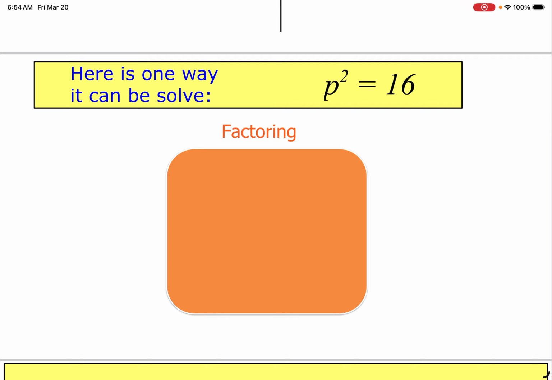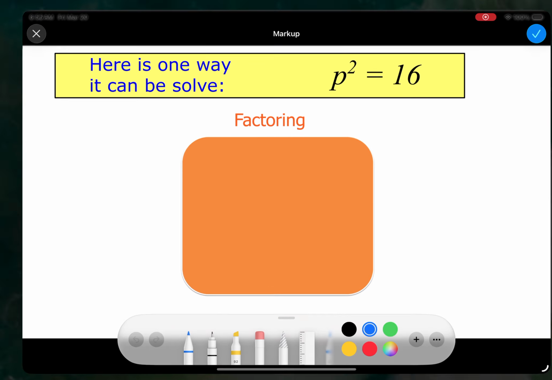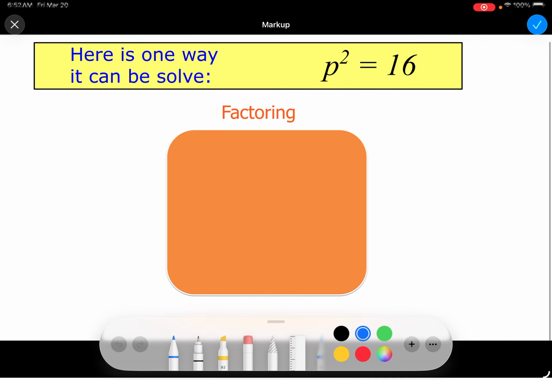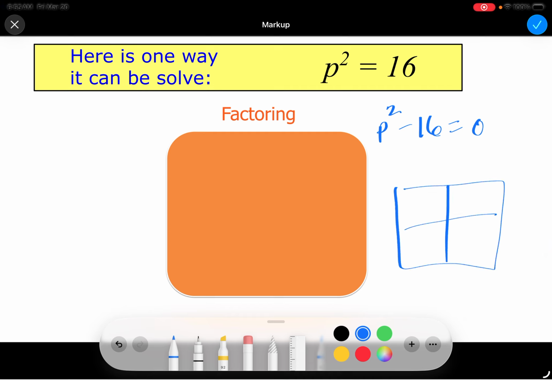So we're going to talk about one way that this equation, p squared equals 16, can be solved. So typically, previously, we would have moved the 16 to the side with p squared. So this would become p squared minus 16 equals 0. And then in that situation, we would factor it. So we know that the p squared would go there, then minus 16 would go there.